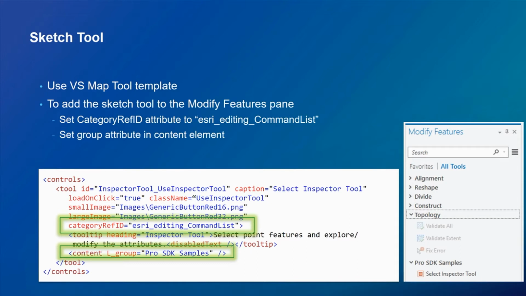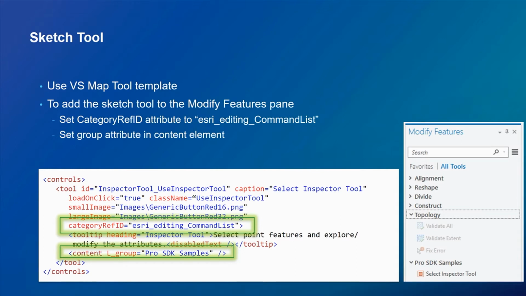For the sketch tools in particular, what you're probably interested in doing is integrating them into the modify features pane. By default, they're just going to sit up on the ribbon for you, and you can put them on a tab or it will go on the add-in tab. But for most people, they're interested in putting their particular editing tool into the modify features pane. And you can do that by setting this category ref ID attribute.